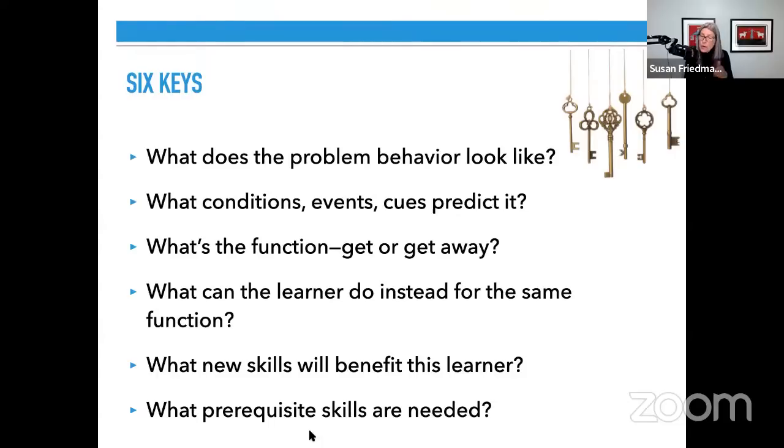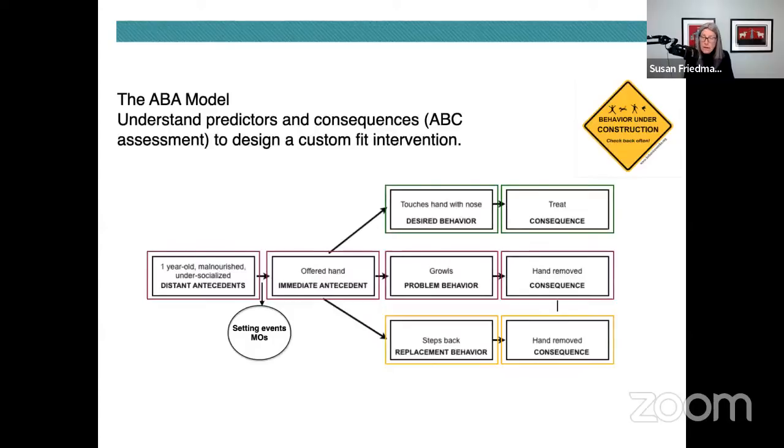And then what are the prerequisite skills? The dog needs to know how to sit in an easy context first, and then we can move it to the difficult, demanding context of the outside door. So this is what our model looks like.